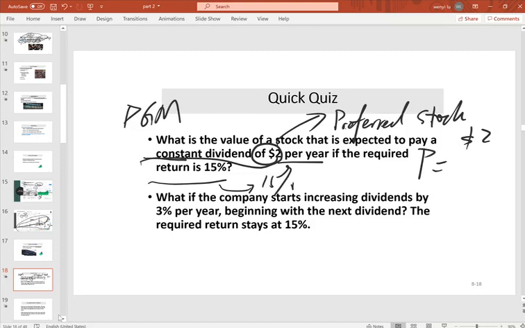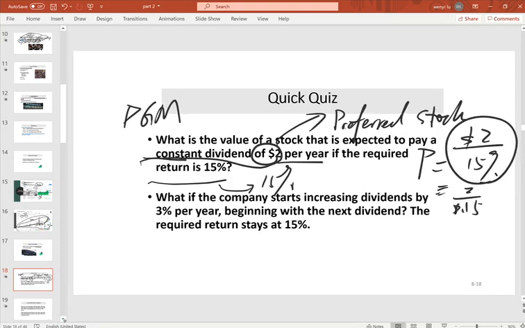A preferred stock is a perpetuity, so we have the same dividend over the required rate of return. That's the price you're willing to pay for this preferred stock: 2 over 0.15. For the preferred stock, g equals 0.